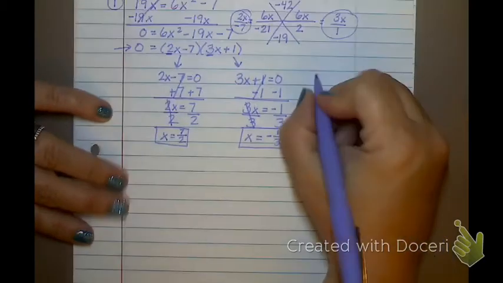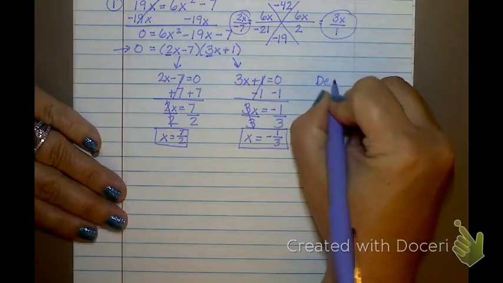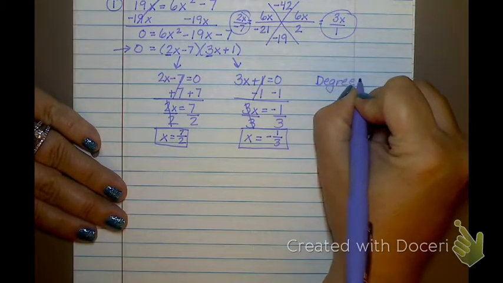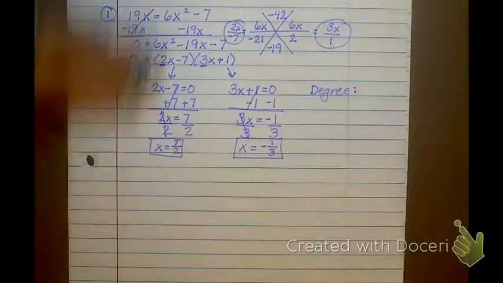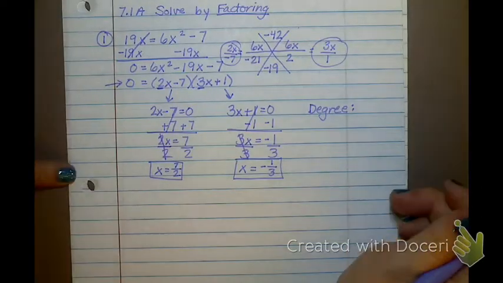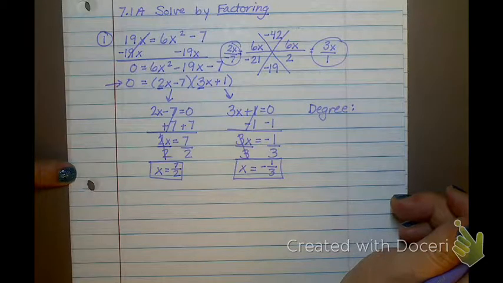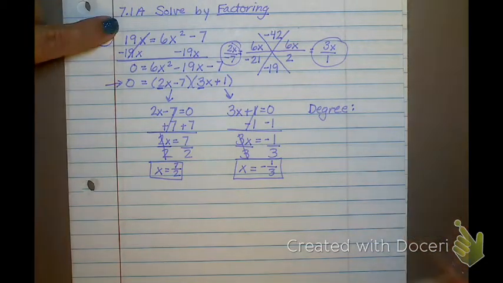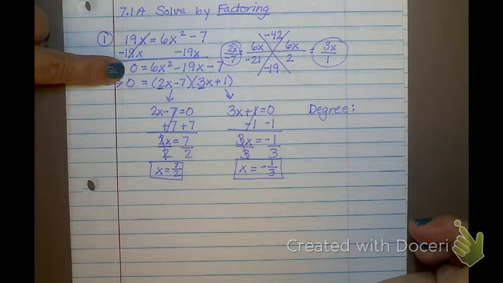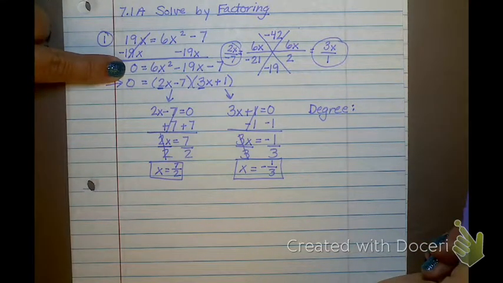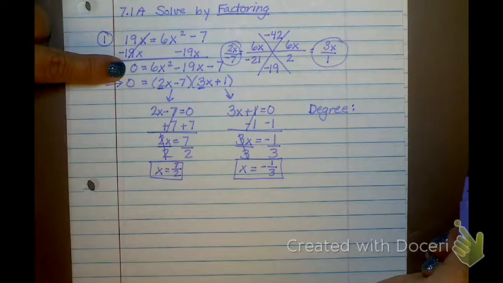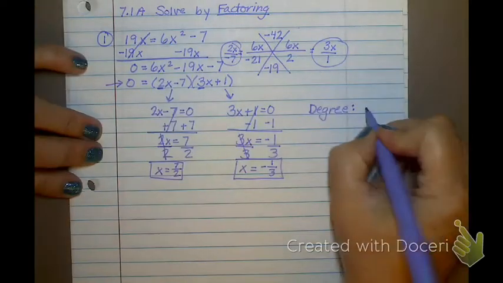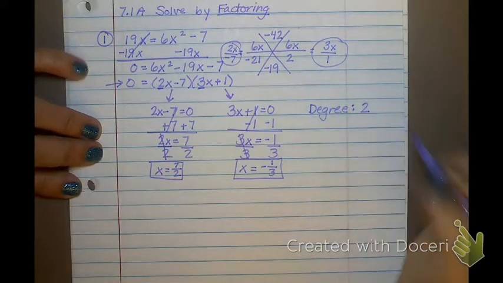Let's see. Actually, hang on. Let me write this here. Going back to day 1. Remember how to find the degree of a polynomial? When you're looking at it in standard form, or actually in the beginning, what's the largest coefficient? I'm sorry, not coefficient. What's the largest exponent? 2. Largest exponent is 2. That means we have a degree 2 polynomial.